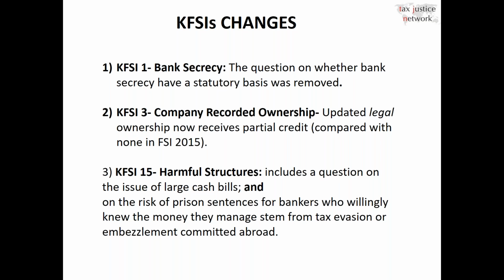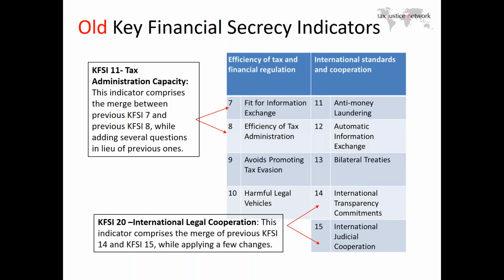About KFSI 3 on company recorded ownership, we now provide partial credit for updated legal ownership. This is compared with FSI, where we gave credit only for updated beneficial ownership. KFSI 15 on harmful structures now also includes a question on the issue of large cash bills of value greater than $200 or equivalent, and on the risk of prison sentences for bankers who willingly knew the money they managed stemmed from tax evasion or embezzlement committed abroad.